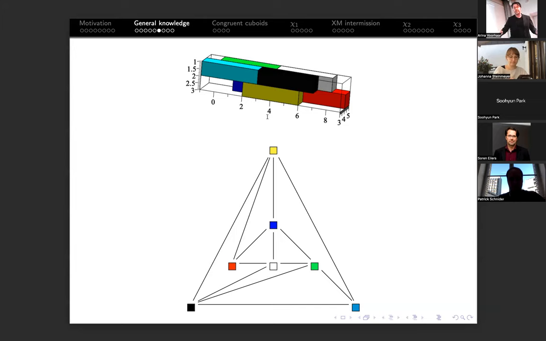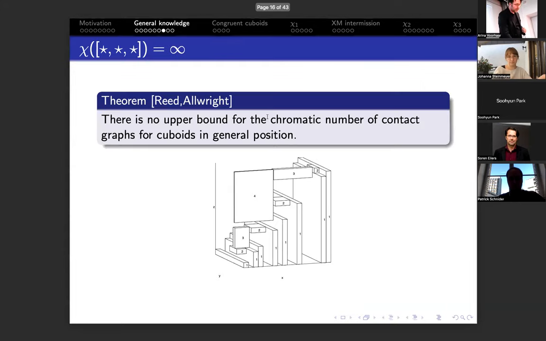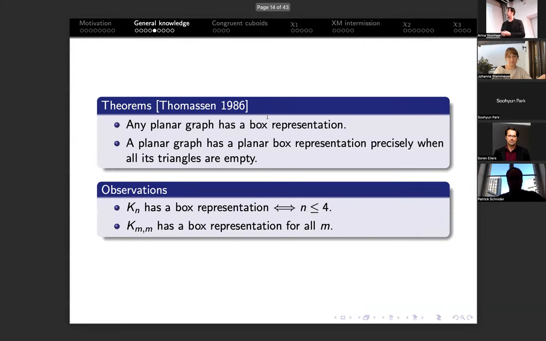So if you have a planar graph with no triangles like this, then you can always find a planar box representation. So I'm mentioning this because it's background for what I'm trying to do, but I'm really interested in coloring and chromatic numbers. And so if things are planar, this is not very interesting. So really the things that I'm thinking about will be honestly 3D. But I'm mentioning this because there are results that you can look at.